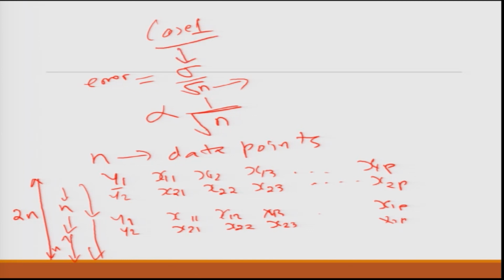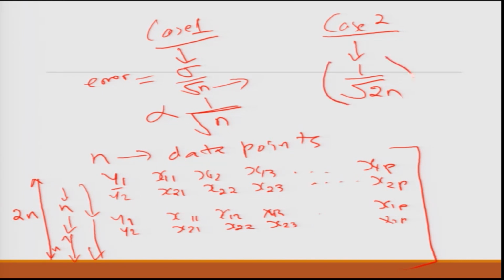In case 1, my error was proportional to 1 by root n. Just by using this trick, now my error is proportional to 1 by root 2n, which means that simply by Control C, Control V, using the same data set, just repeating it once again, I was able to show you that now my error has reduced by a factor of 1 by root 2. So, 1.41 something, so maybe around 70% or something. And think of it, if I do it 3 times, 4 times, 5 times, what happens?